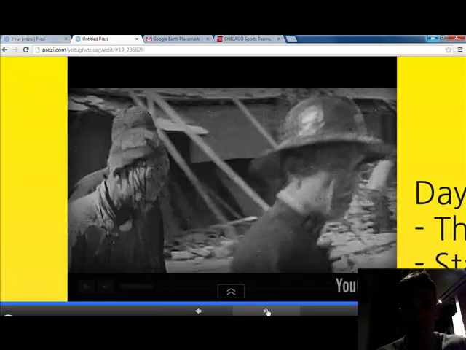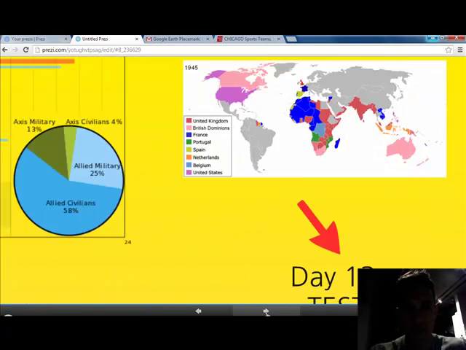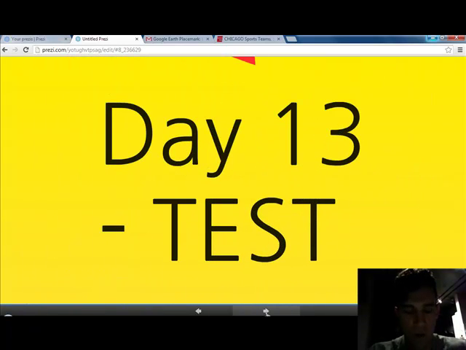As you can see, it's very visual, and he does move very fast through the material, but it's a really good video, and the kids are pretty familiar with it. They always get excited when that theme music comes on. And Day 13 is the test.